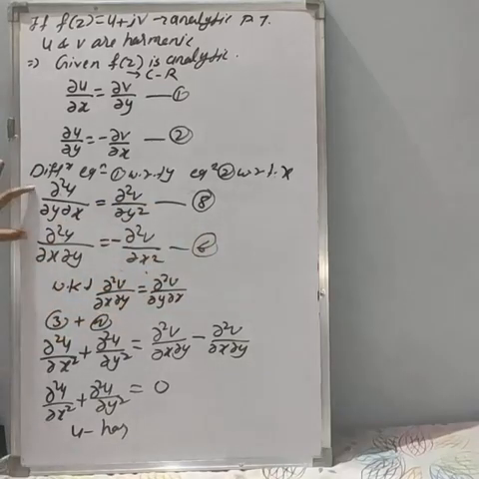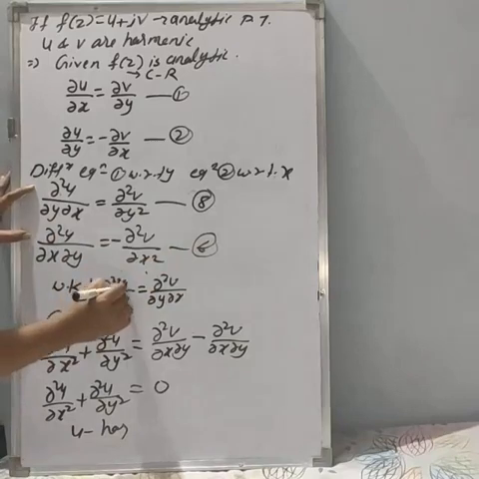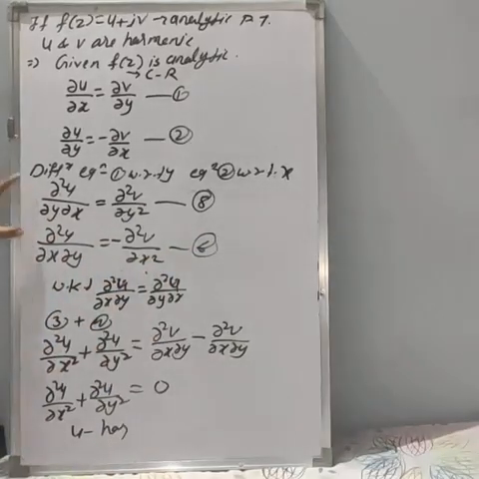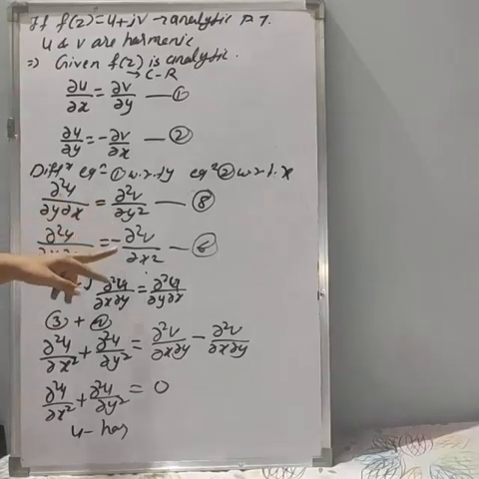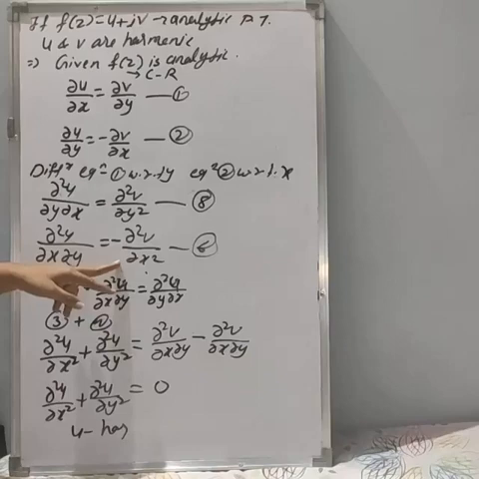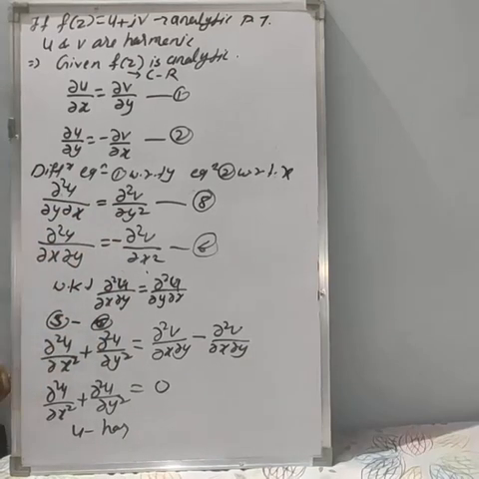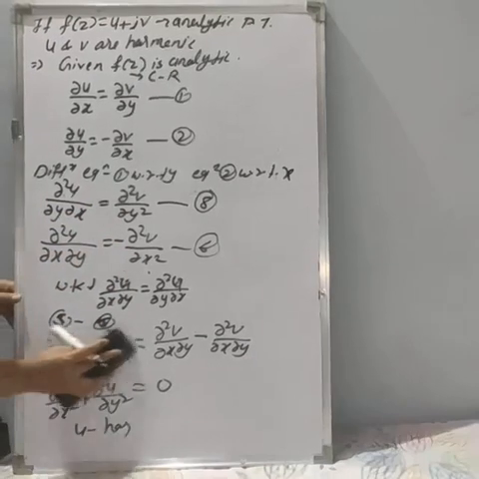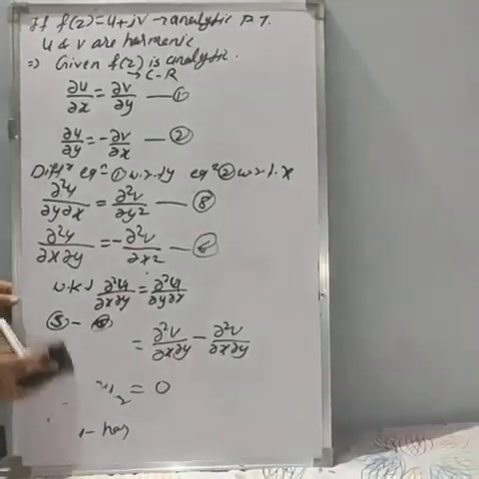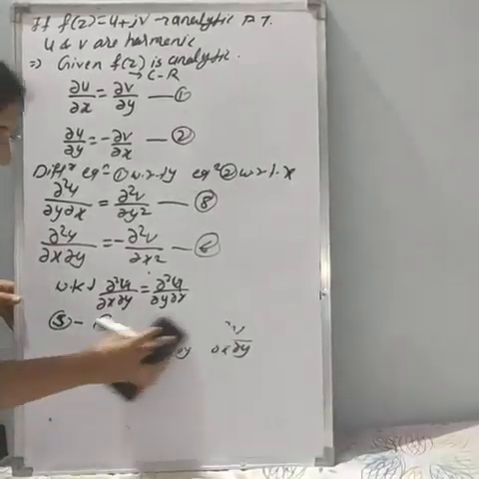Now again, if you see the result, these two mixed derivatives are equal, as I said, for any function. Now we want the value of ∂²v/∂y² plus ∂²v/∂x², and here we have a minus sign. So for this we take the subtraction: equation 5 minus equation 6 will give the required result.